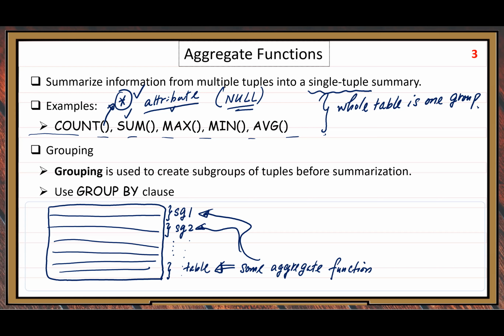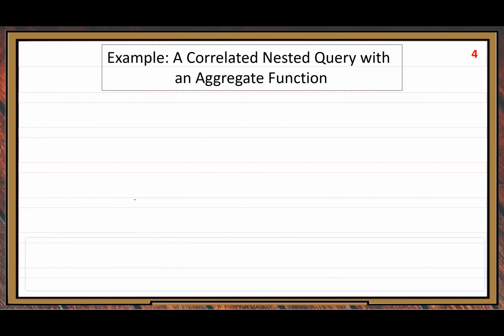And how to do it? How to define some group by? The group by clause. That's the place you define your subgroups. Very simple. So we will see how to define subgroups. Example: a correlated nested query with an aggregate function.